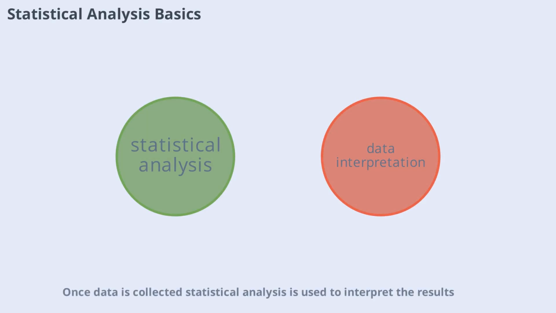Once data is collected, statistical analysis is used to interpret the results. Basic statistical methods include calculating means, medians, and standard deviations to summarize data. More advanced techniques, such as regression analysis or hypothesis testing, help researchers identify significant differences or relationships between variables. Understanding these statistical tools is essential for drawing valid conclusions from quantitative research in radiology.